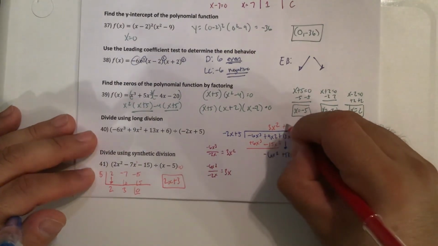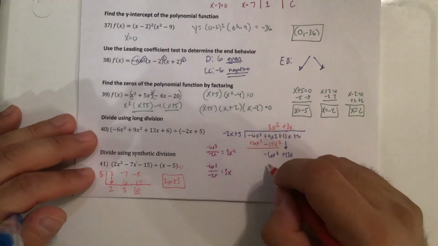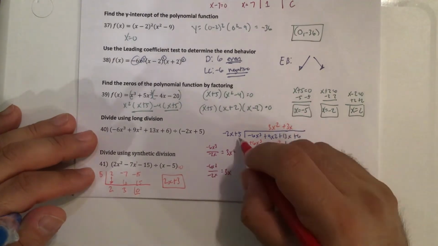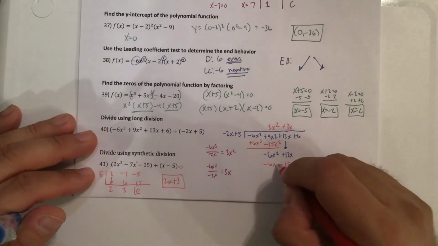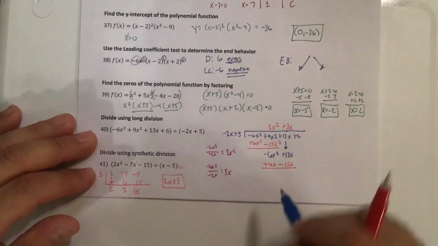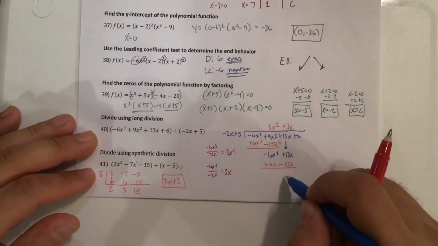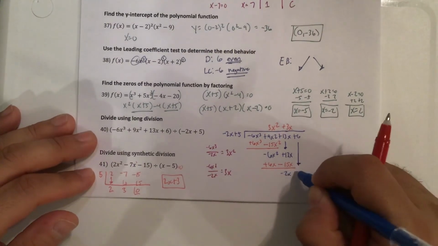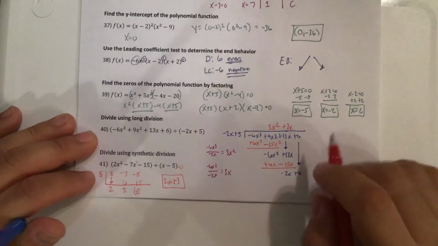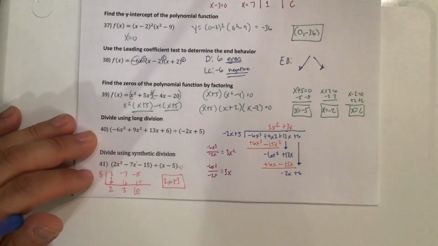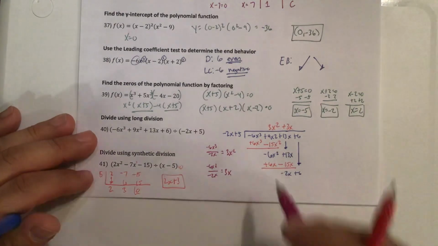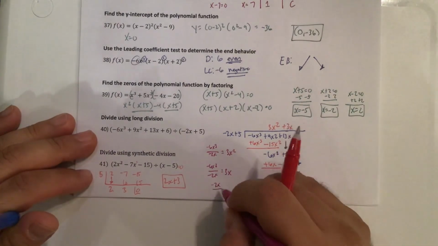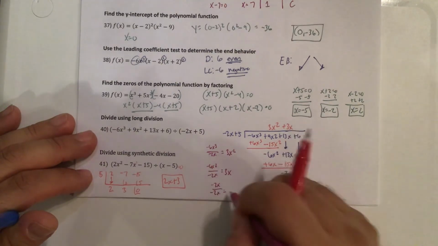So that's going to be positive 3x. 3x times negative 2 is negative 6x. 3x times 5 is 15x. Flip the signs, so the x squared is canceled. 13x minus 15x is negative 2x. Bring down your positive 6. Then we're going to apply this process one more time. We take the leading term negative 2x and divide by our leading term negative 2x, and we get 1.